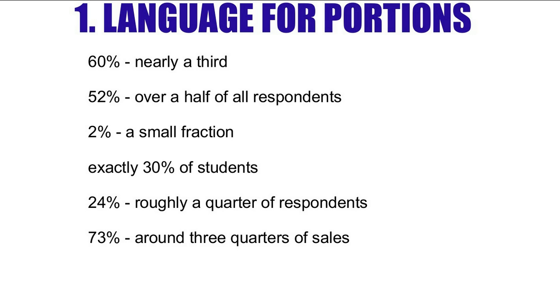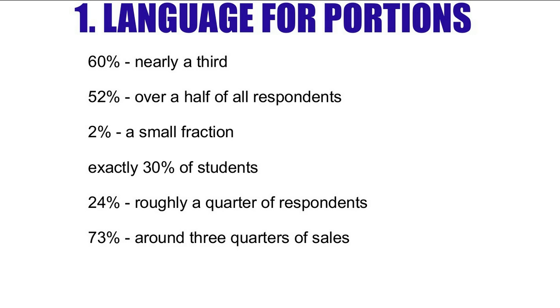Over a half of all respondents, or over half of all respondents replied yes, or over half of all the respondents were from Scotland. If it's a small percentage, 2%, 3%, 1%, you can say a small fraction. A small fraction of sales originated in Vietnam, for example. You can also say exactly 30% of students studied economics, for example.